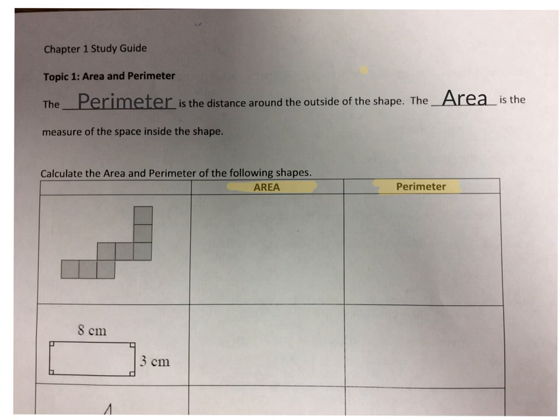So let's take a look at the first shape. The first shape is kind of a little wonky. It's built of unit tiles. So the area is actually pretty simple. You're literally going to count the tiles. So this is 1, 2, 3, 4, 5, 6, 7, and 8. So the area is going to be 8 units squared. Because there's not a label like centimeters, feet, or meters, we're going to use the word units. Okay, I'm going to erase that.